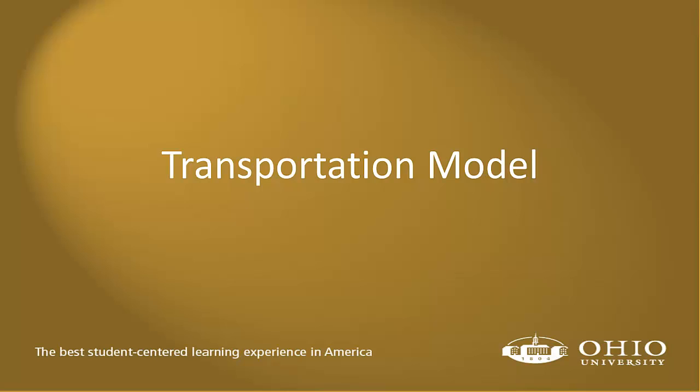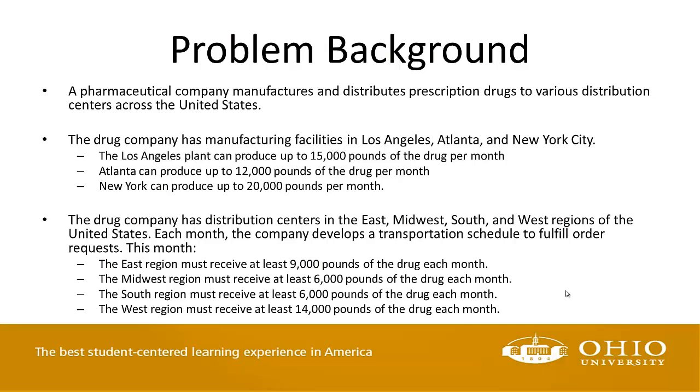In this learning activity, I want to show you the process of modeling a transportation problem. When I refer to a transportation problem, I'm referring to the situation where we have various sources, perhaps a manufacturing plant, and various destinations, perhaps distribution centers or retail stores. Ultimately we have a plan for how many products we're manufacturing at those facilities and shipping to our distribution centers. So let's begin by going through the problem background.